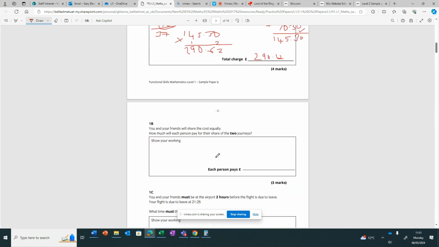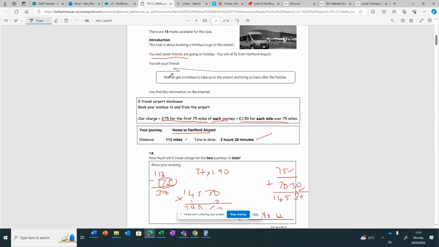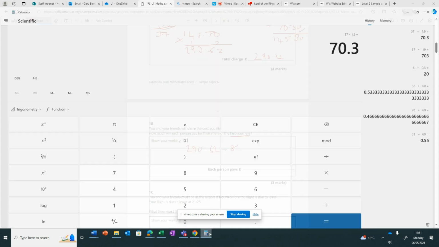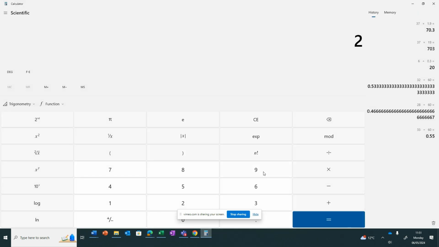Next, you and your friends will share the cost equally. How much will you pay for both journeys? Well, there's you and 7 friends, so that's 8 people in total. So we're going to take 290. The word share means to divide. Share it out equally. That's what division does. Shares things out equally. So we'll take that and divide it by 8 using a calculator.